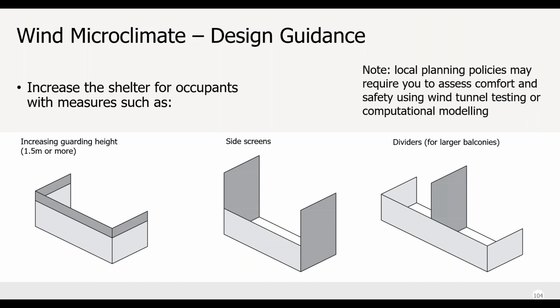You may want to keep the front guarding at a lower height, but you can improve comfort for the occupants by introducing side screens, which block the wind as it tries to blow laterally across the surface of the building. Or for larger balconies and terraces, consider introducing dividers to those spaces. Again, of course, there's always a balance and a compromise in design. There are lots of desirable reasons for having a large open terrace, but if wind is an issue, it is helpful to split that space up into smaller, more sheltered pockets.